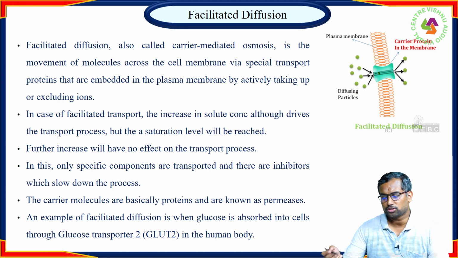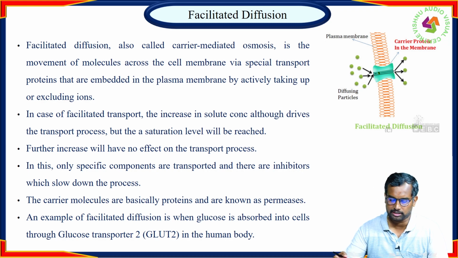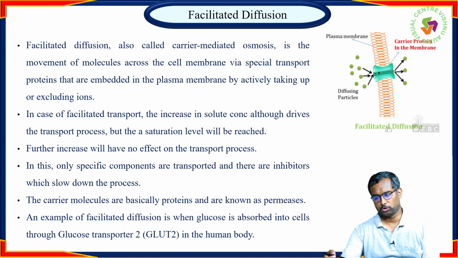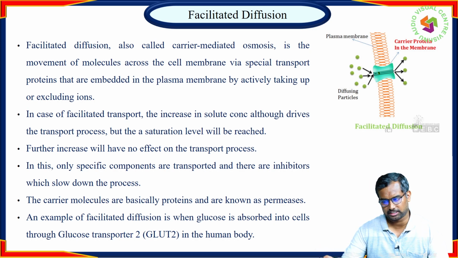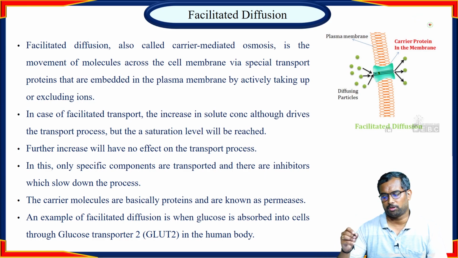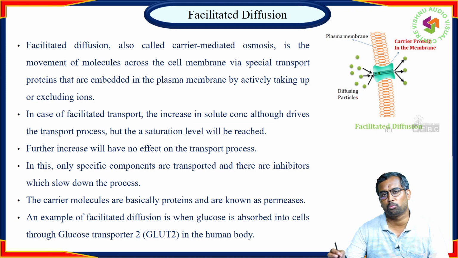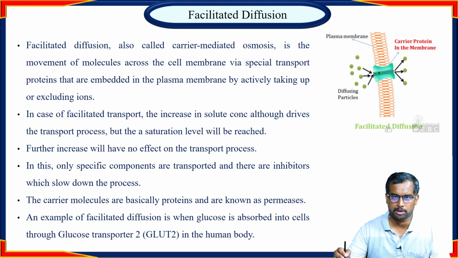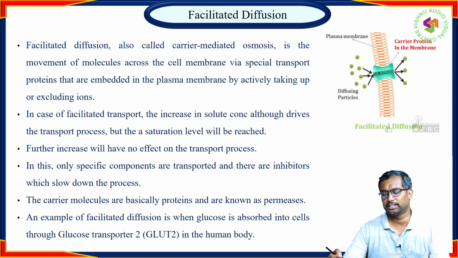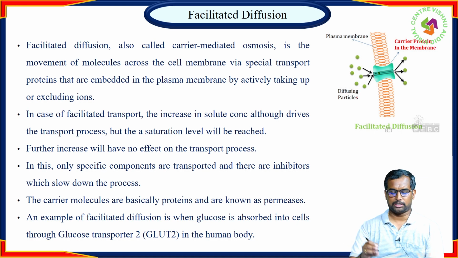In facilitated diffusion, if you increase the concentration of the solute outside the cell membrane, then what happens? This increases the concentration gradient, and since the concentration gradient is increasing, the transport process will also increase. But the major problem is that after a particular level has been reached, which we call the saturation level, no more changes can take place across the plasma membrane, even if the concentration increases over time.